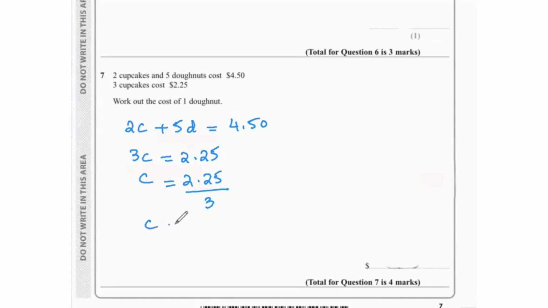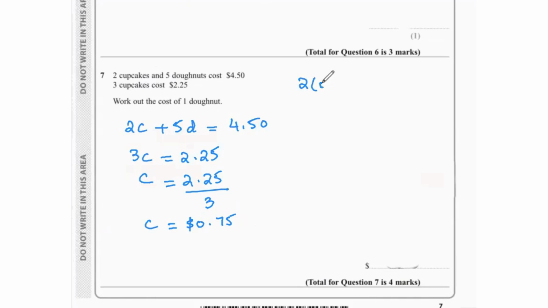2 cupcakes and 5 donuts cost $4.50. 3 cupcakes cost $2.25. Work out the cost of 1 donut. So 2 cupcakes plus 5 donuts cost $4.50. 3 cupcakes cost 2.25. So cost of 1 cupcake would be 2.25 divided by 3, which equals $0.75. So we need to find the cost of 1 donut.